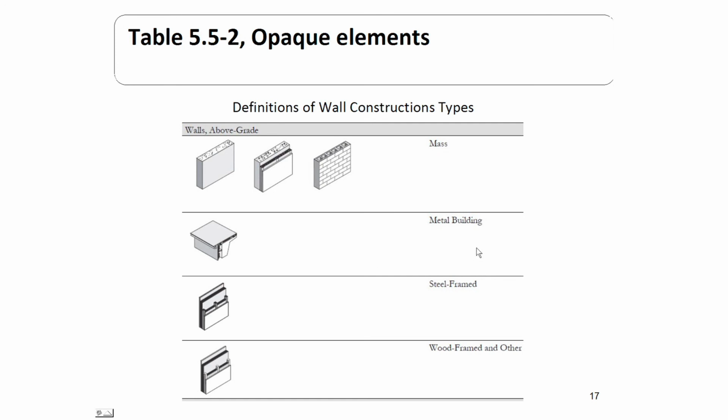Metal buildings, again, steel-framed buildings, and then finally wood-framed buildings. So again, these are pictures that help the user to identify with what they're talking about when they use these element statements within the tables.